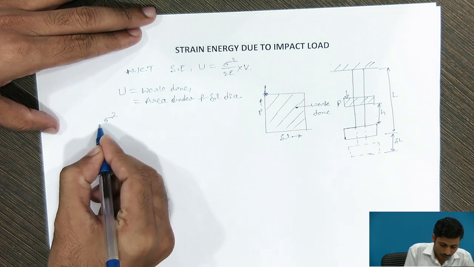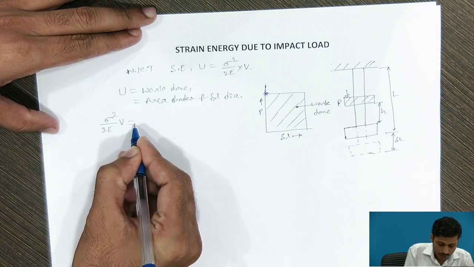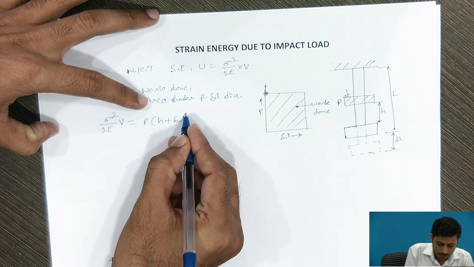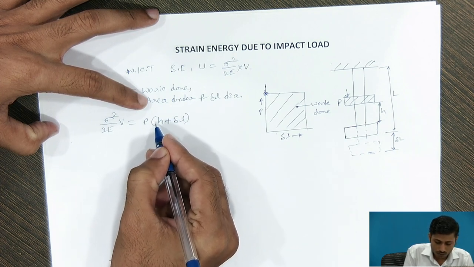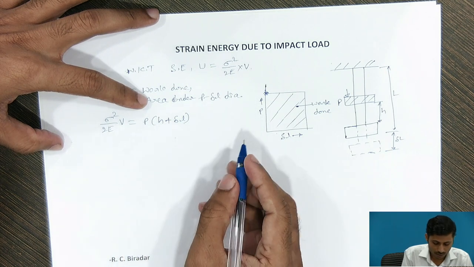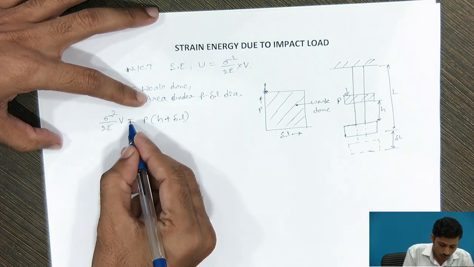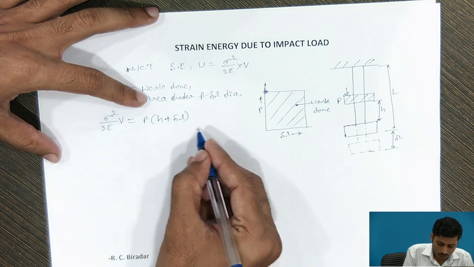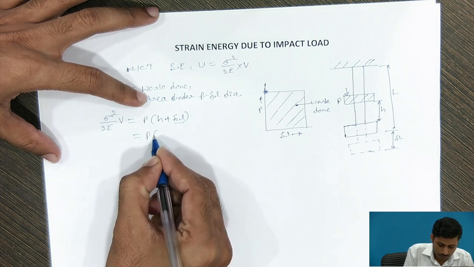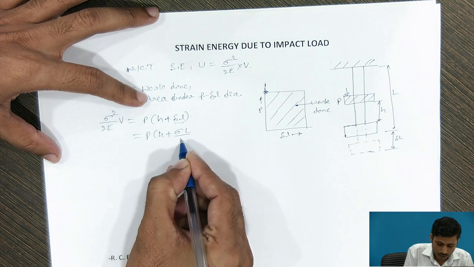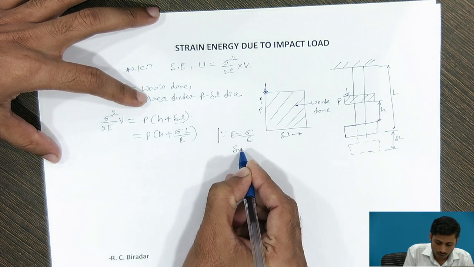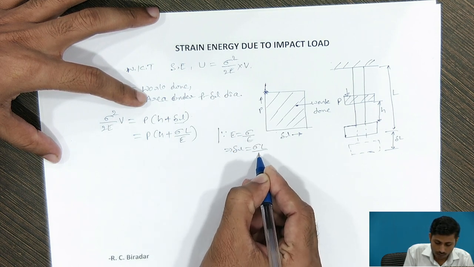Okay. Now already we know the strain energy is sigma square by 2E into volume, and this is equal to the area under this, and the area for this is H plus delta L. So here if H is 0, the load becomes a sudden type. If H has some value, the load becomes an impact load. Now in order to find the sigma value, I need to replace this delta L. So now I can write this as P in bracket of H plus sigma L divided by E, because E equals sigma by epsilon, and that implies delta L equals sigma L divided by E.